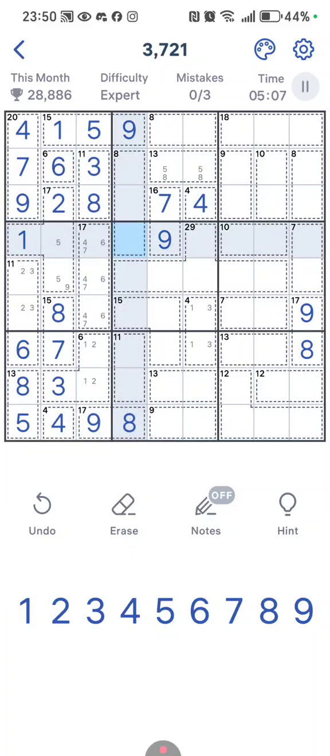So 9 plus 9 plus, that's 18, plus 8 plus 8. So 18 plus 16 is 34. 34 plus 11 is 45. So this and this is 13.